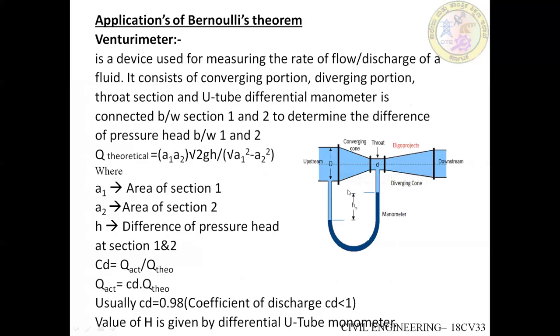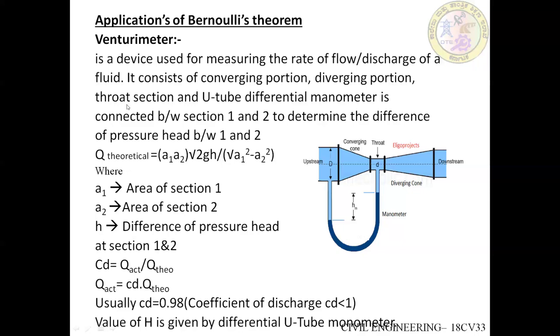Next, let us see the applications of Bernoulli's theorem. Usually, Bernoulli's theorem is applied in instruments used to measure the velocity or rate of flow of a fluid. In the fluid mechanics syllabus, there are three instruments to be considered: venturi meter, orifice meter, and pitot tube, where we can see the application of Bernoulli's theorem. So let us take them one by one. The first one is the venturi meter.